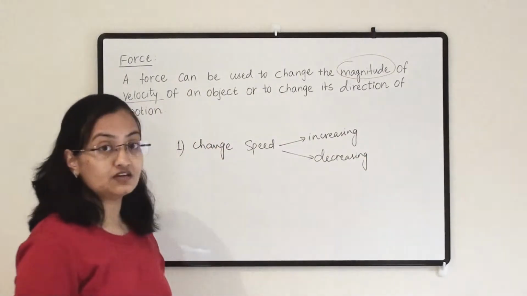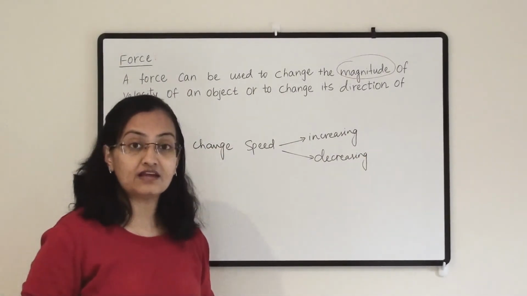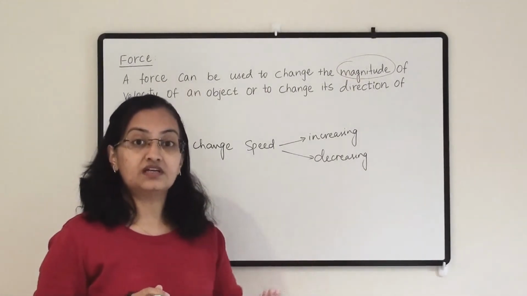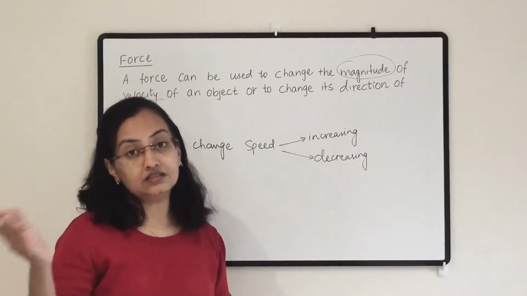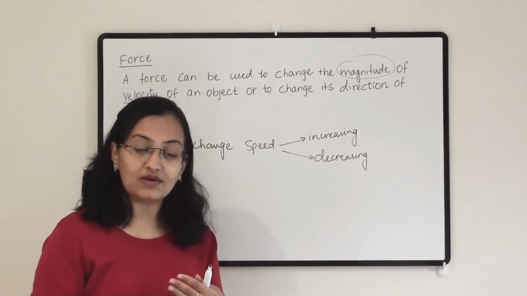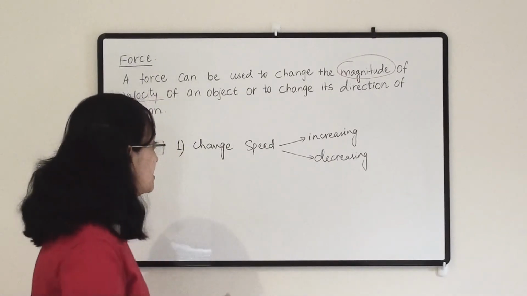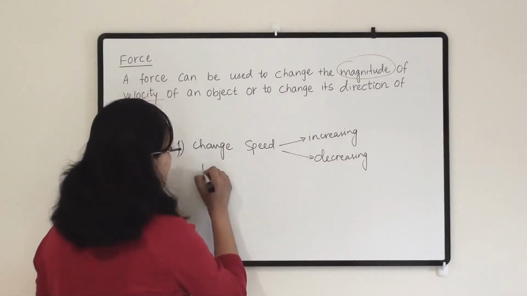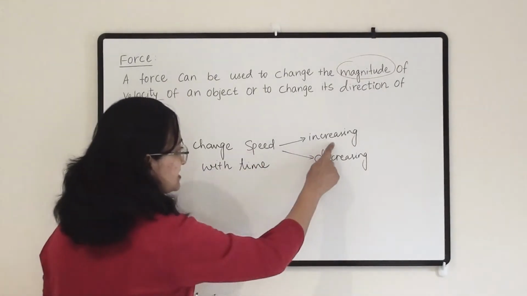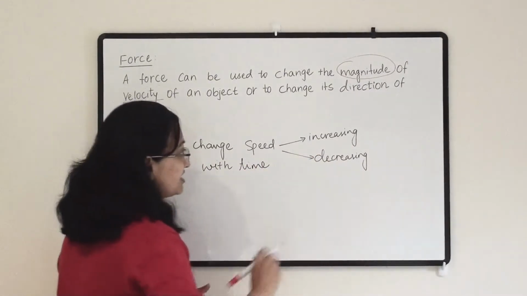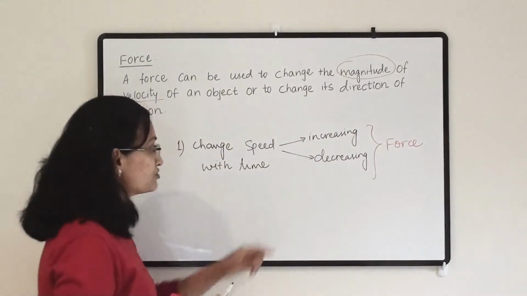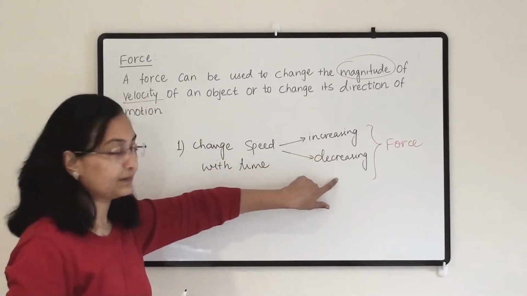When we are increasing the speed, that means we are pushing a vehicle in one particular direction, or a ball is coming from one certain direction and we are kicking it to the other side. So in both examples, either we are increasing velocity or decreasing velocity, the change of speed with respect to time. So we are either increasing speed or decreasing speed. Both the things we are doing with the help of force. When we are applying force, we can do either of the things.